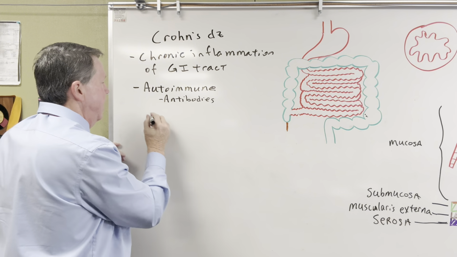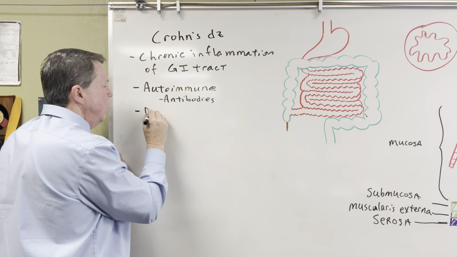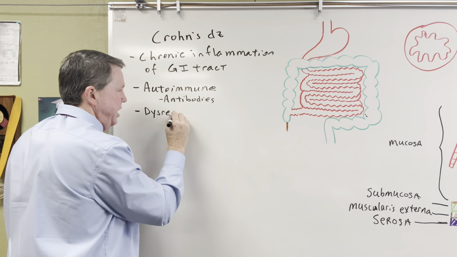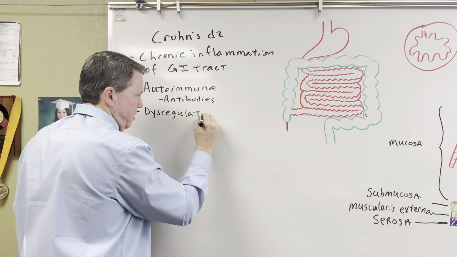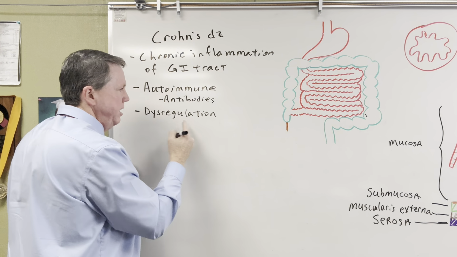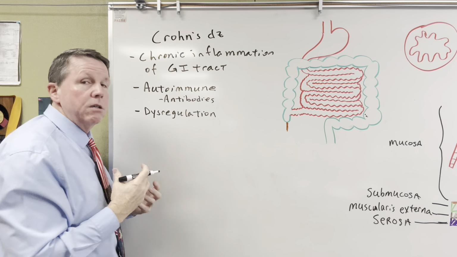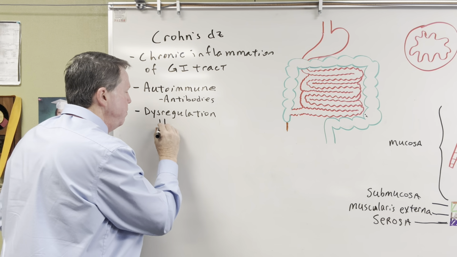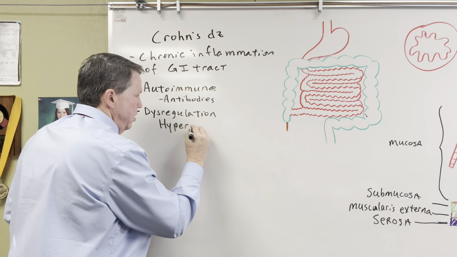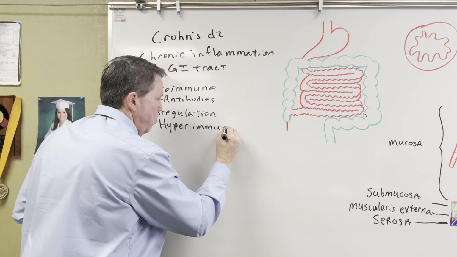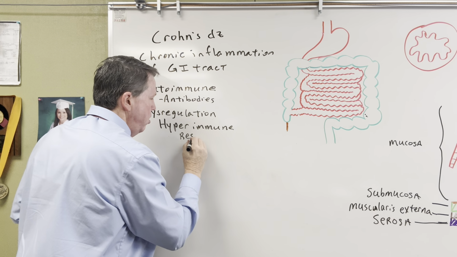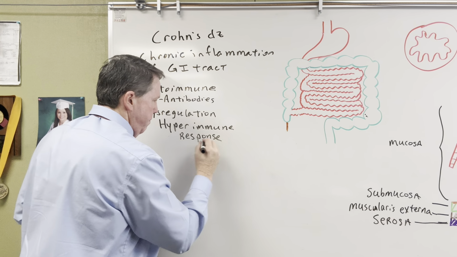We don't make antibodies. Instead, what we get is something that we call dysregulation of the immune system. Okay, so we get dysregulation of the immune system, and basically you're going to get a hyperimmune response to things that are going on in the body, okay?